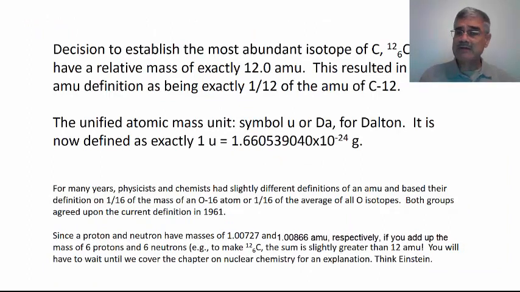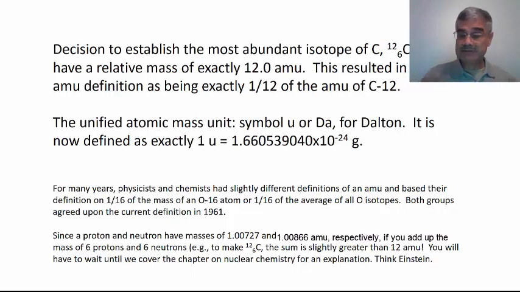Going back again to our basic definition of an AMU unit, a decision was made around 1960 or so to establish the most abundant isotope of carbon, carbon-12, the one with 6 protons and 6 neutrons, to have a relative mass of exactly 12 AMU units. This resulted in the definition of an AMU as being exactly 1/12 of the mass in AMU units of carbon-12.